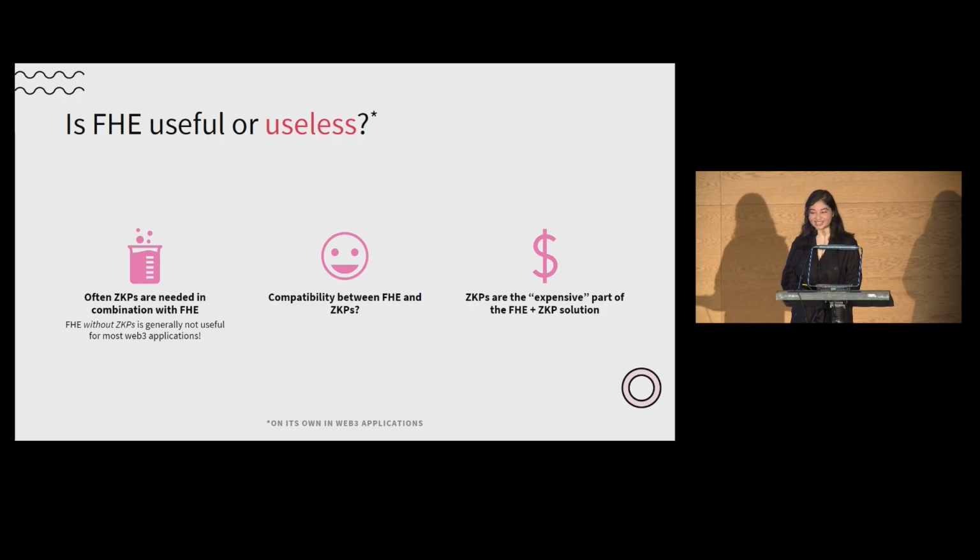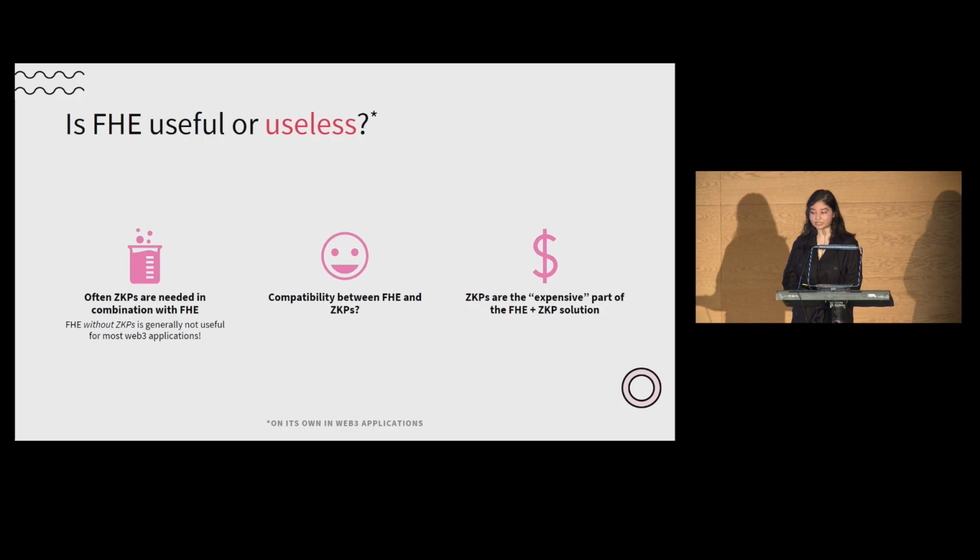For our second truth and lie, a question a lot of people ask is: is FHE useful or useless on its own? I would say that FHE without zero-knowledge proofs in the Web3 space is frankly useless. You really need these two technologies to work together to do anything meaningful. There is a very large compatibility issue between these two technologies. FHE uses something called lattice-based cryptography. The most efficient zero-knowledge proof constructions do not use lattices. How do you combine these two technologies and get good performance? That is an open question.